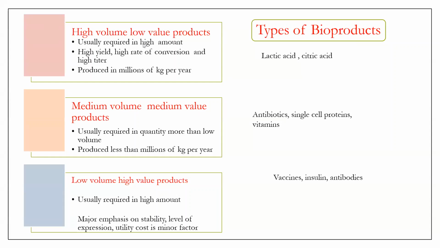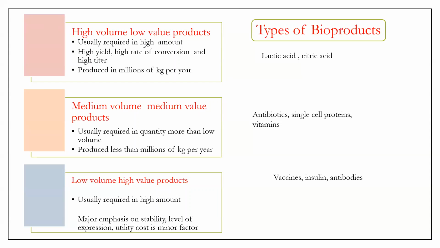Now, the most important type of bioproducts are those which are produced in very small amounts. When something is produced in very small amounts, its purification cost will be very high, because you have to optimize the purification step so that you can get a high yield and at the same time a high titer value. So when something is low in volume, its cost will be high. Most of the vaccines, insulins and antibodies belong to these low volume, high value products.